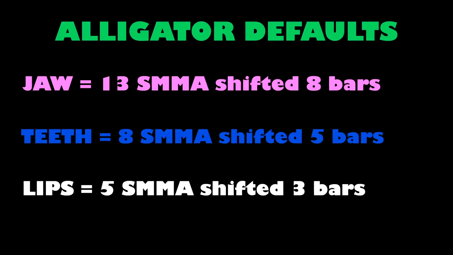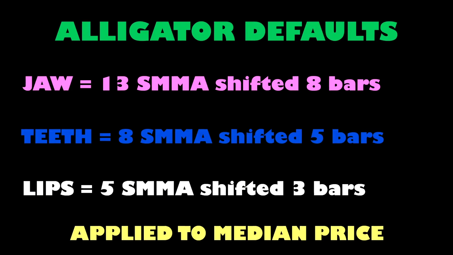But you'll also notice that the lines are shifted as well, meaning their reading on the price chart is pushed forward to the right by a certain number of bars. For the alligator, its default is an 8 bar shift for the jaw, 5 for the teeth and 3 for the lips. The only other relevant information to note for the default settings is that it is applied to the median price of the periods, not the close. Median price being the high price of the period plus the low price of the period divided by 2.